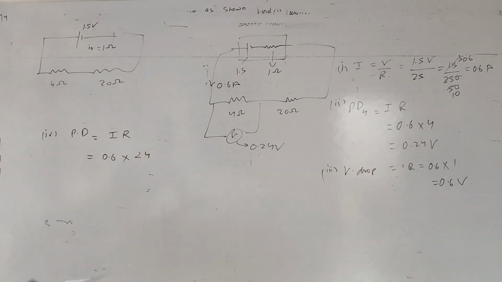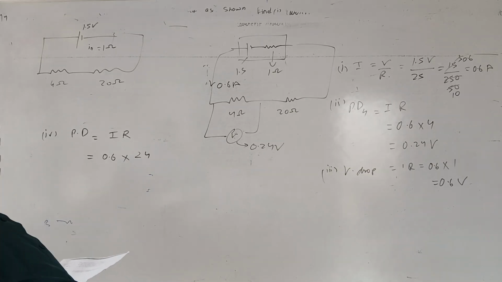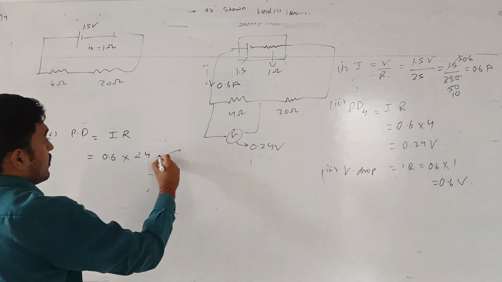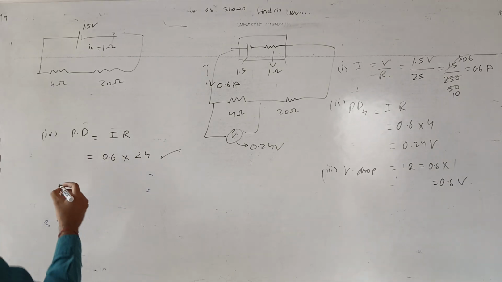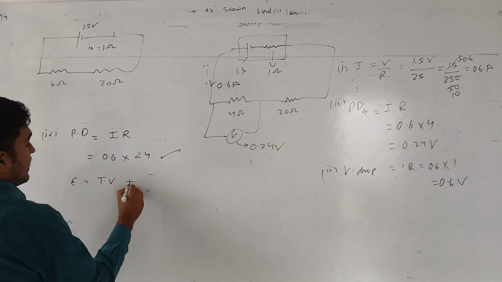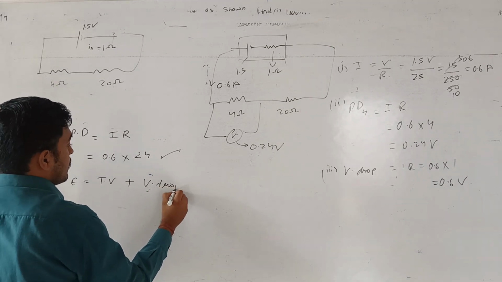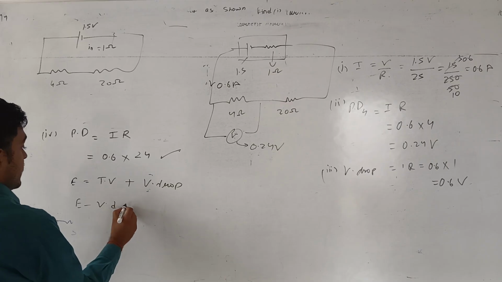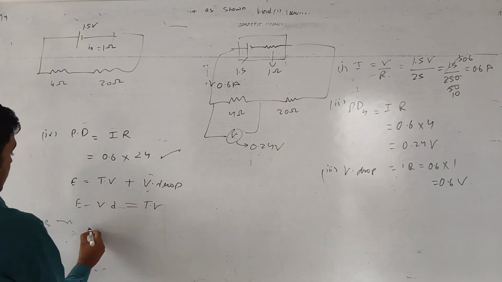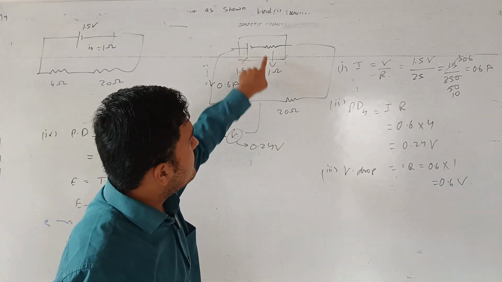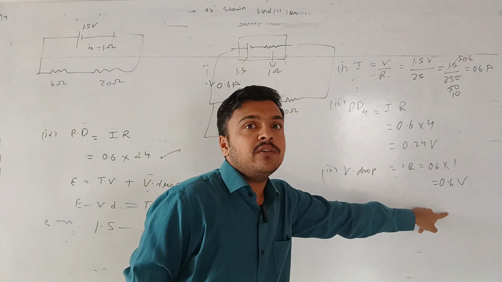Across the cell, 0.6 into 24. Or we can simply do another thing also. Terminal EMF is equal to terminal voltage plus the voltage drop. Therefore, EMF minus the internal voltage drop is equal to terminal voltage. EMF is 1.5, and the voltage drop is the voltage drop across the 1 ohm resistance.